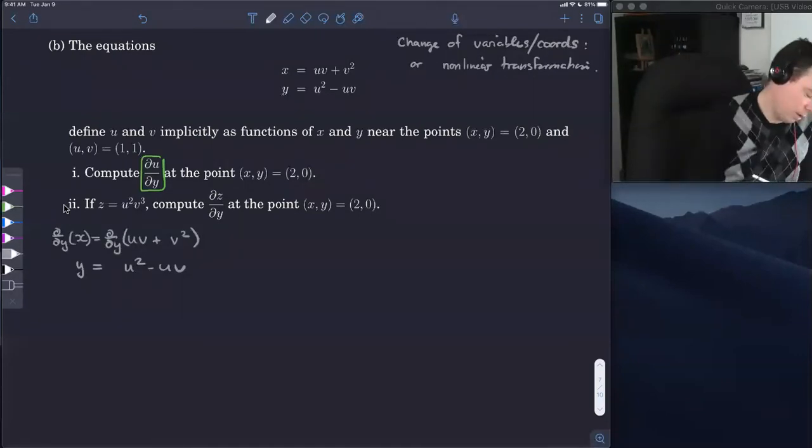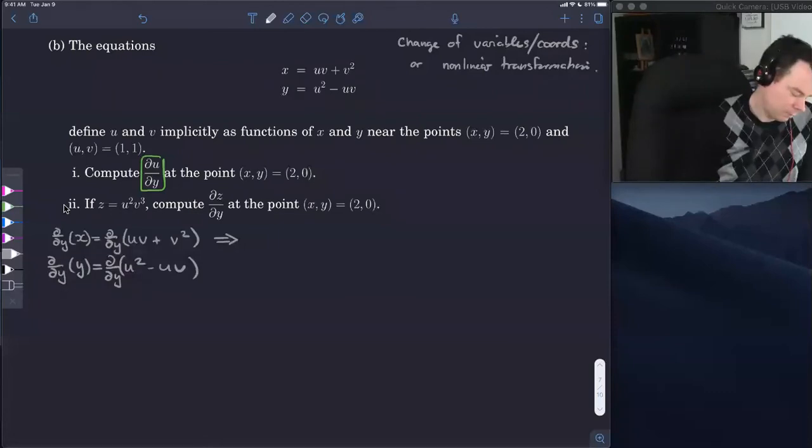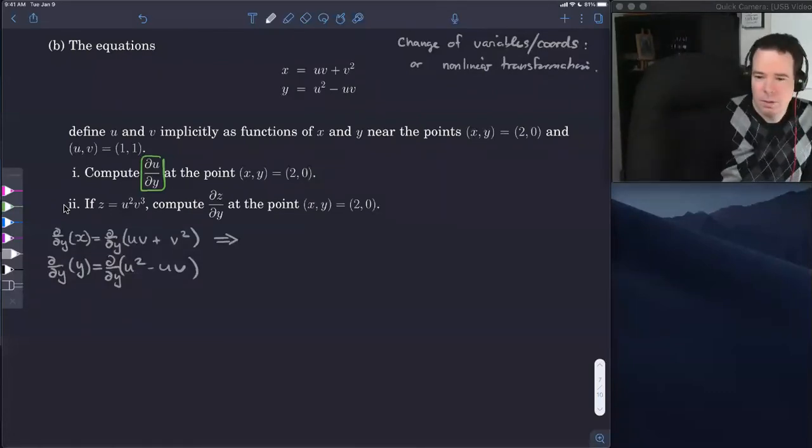So they're the only two things I can work with, which means they're the only two things I can differentiate. So let's see what happens when we do that. Those are the two expressions we're going to differentiate. The first one, the derivative of x with respect to y.